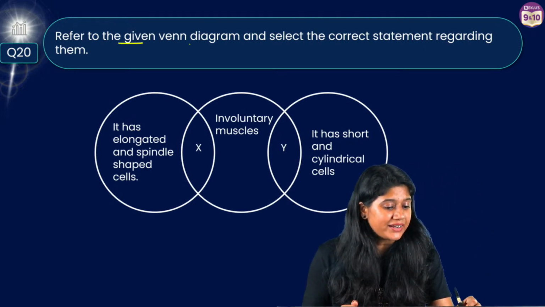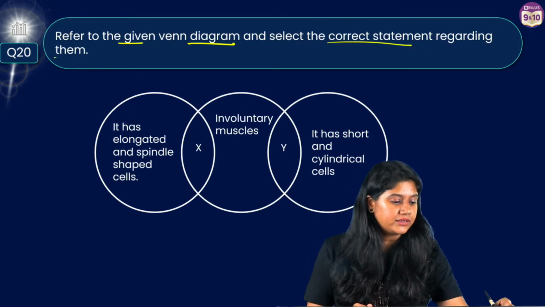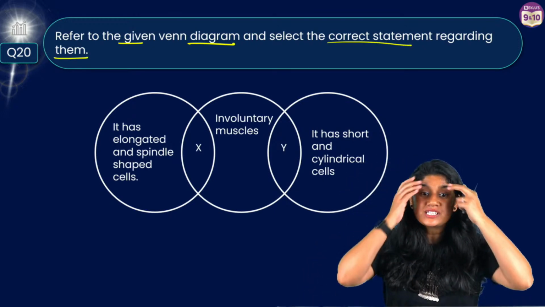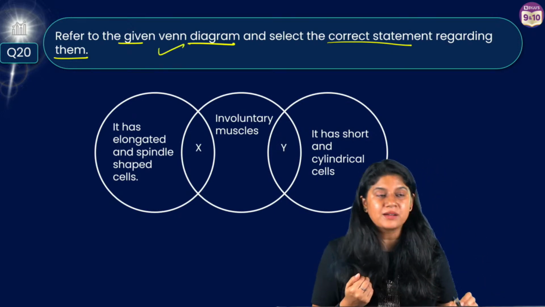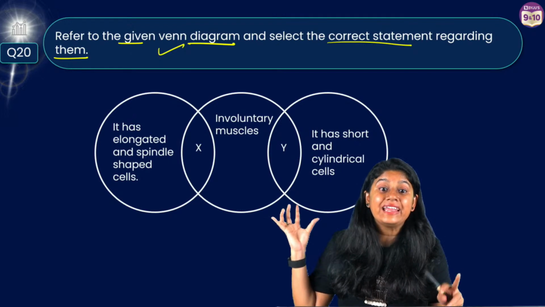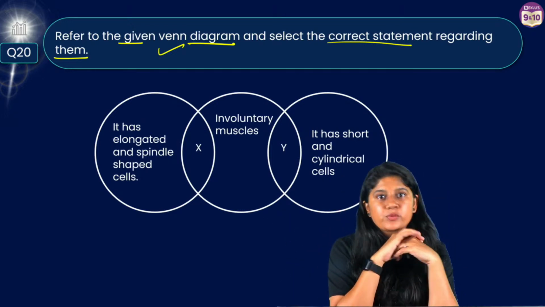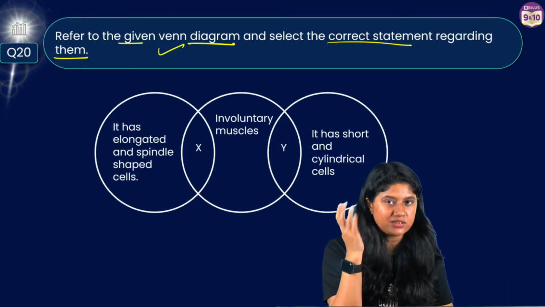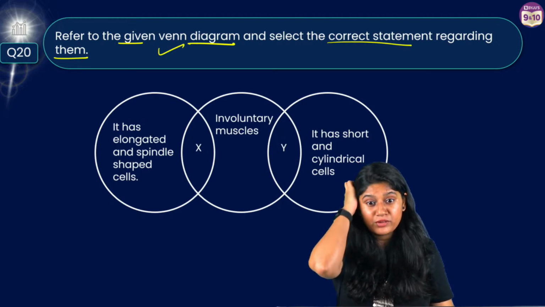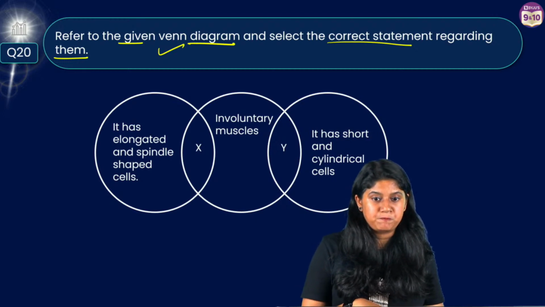Refer to the Venn diagram and select the correct statement regarding them. You know, these types of questions have a relationship. Whenever we have a Venn diagram question, the two have something in common. We mostly have such questions in competitive exams. That is the reason we have it over here, especially in ANTHE. Okay, only last question, kids.